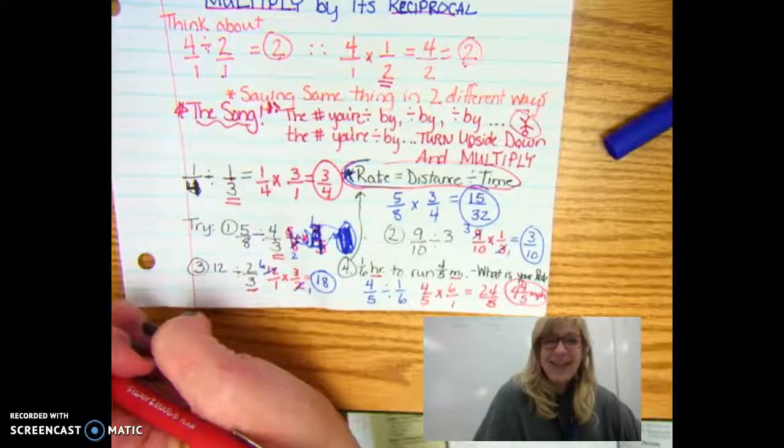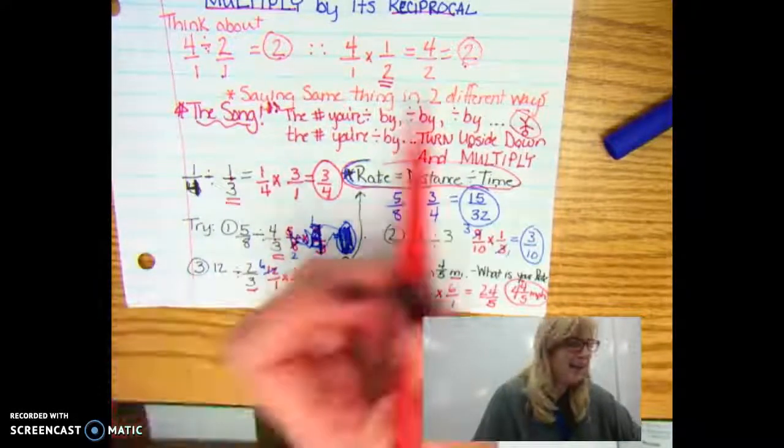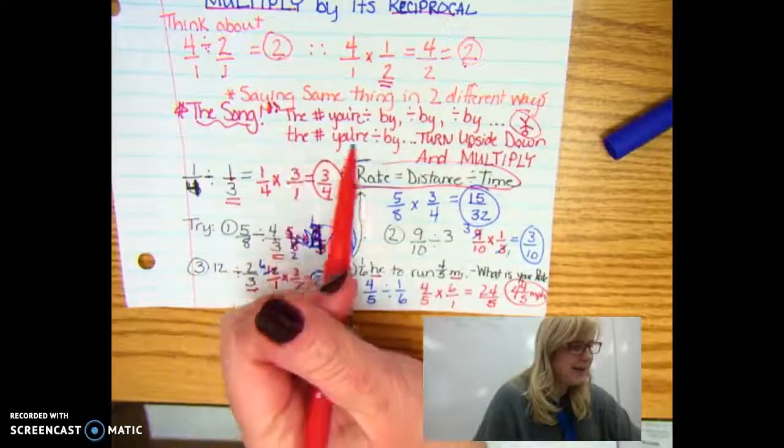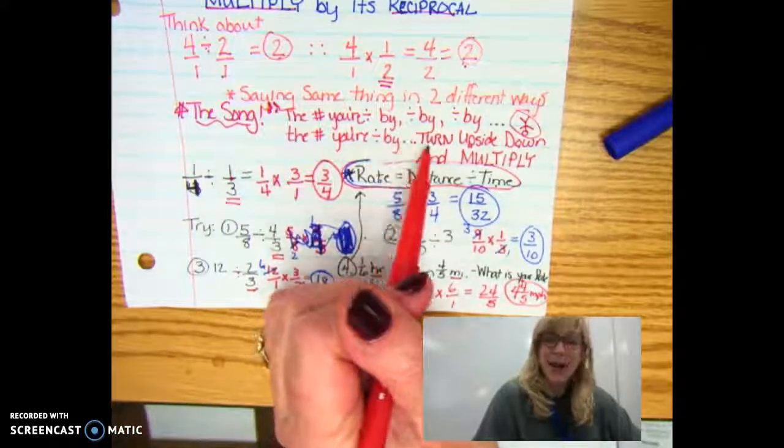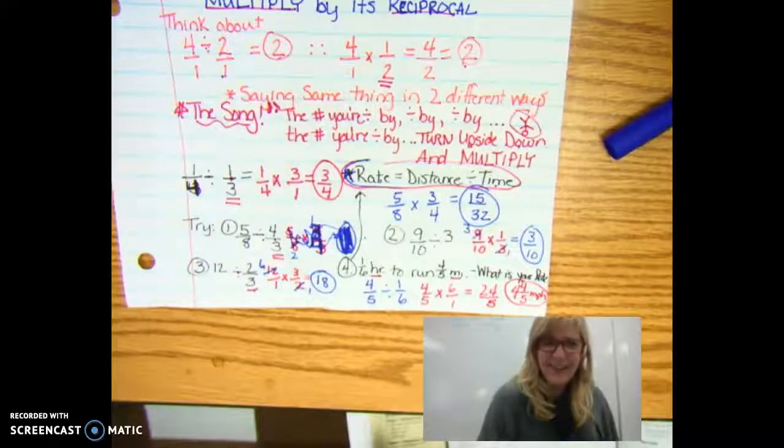Everybody now. The number you're dividing by, dividing by, dividing by, the number you're dividing by, turn upside down and multiply.